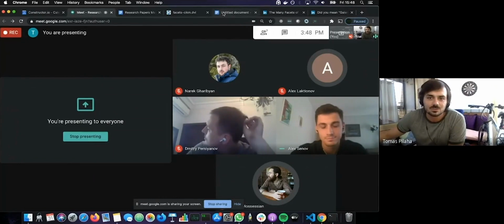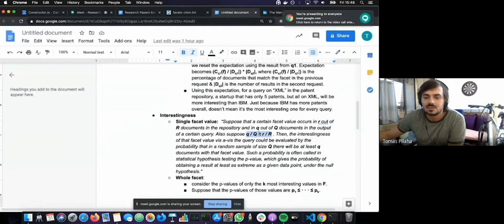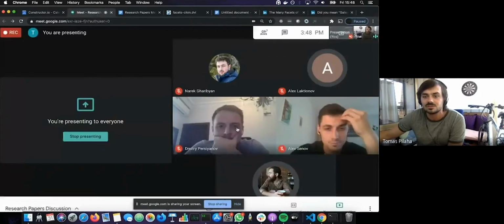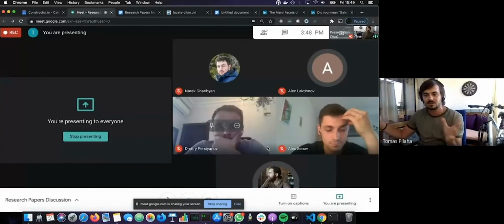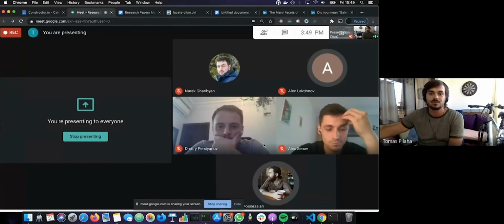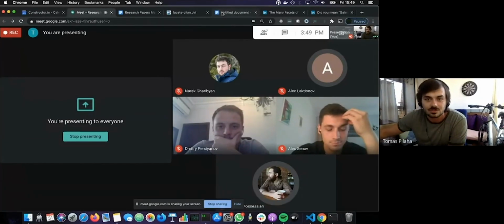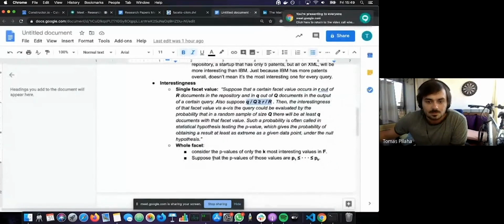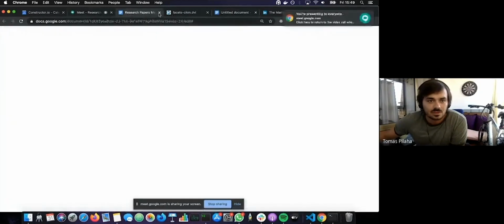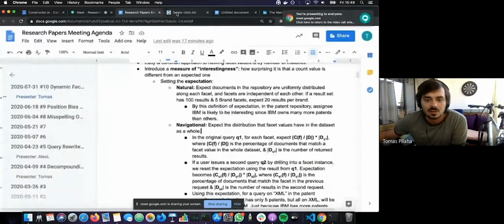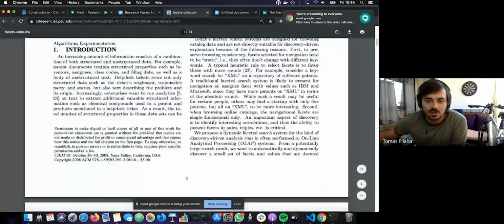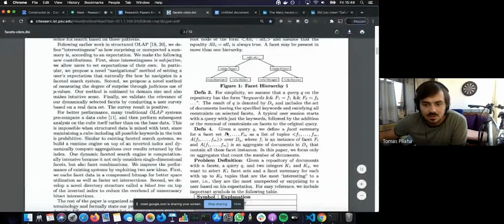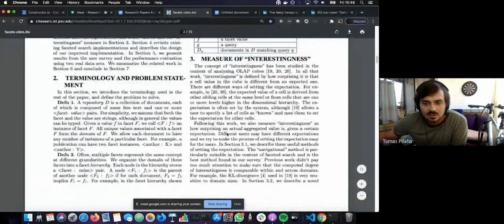The thing with this is that we don't need to have any clickstream data, because we're working only on counts, like how many facets are in the whole data set and how many match this document. And if we check the paper, they have the formula for that expectation.